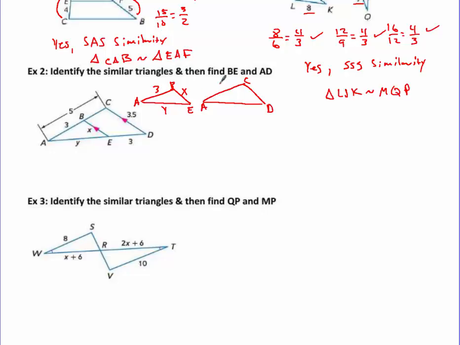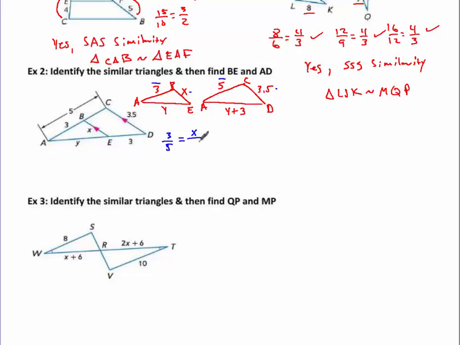Well, from A to C is 5, from C to D is 3.5, and from A to D is Y plus 3. So we want to figure out X and Y. So we're going to start with the only thing we do know, and that's the 3 and the 5. So 3 over 5. And I can't reduce that any, so that's our ratio. And we're going to create a proportion with X and 3.5.